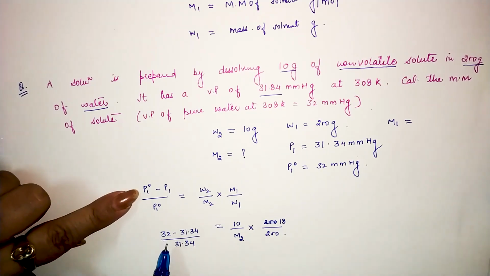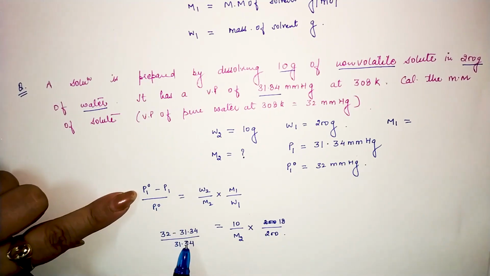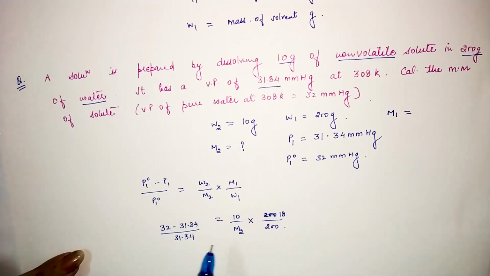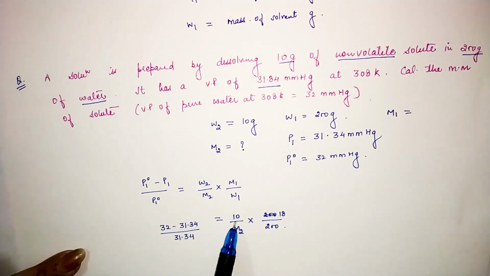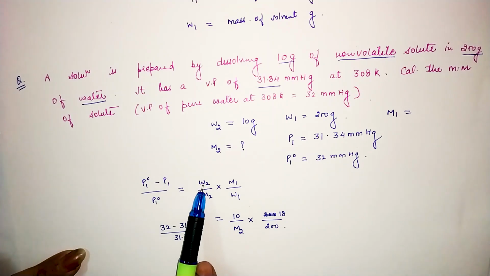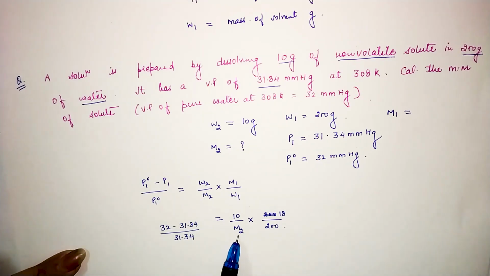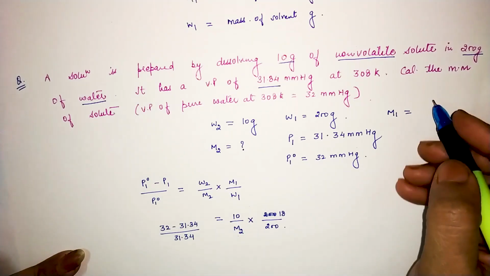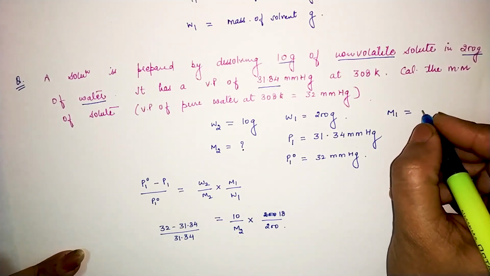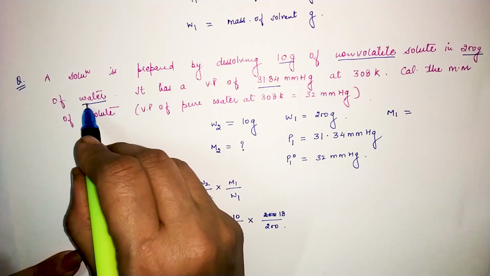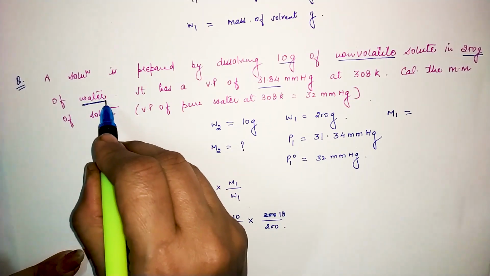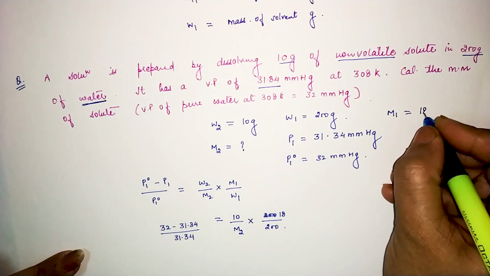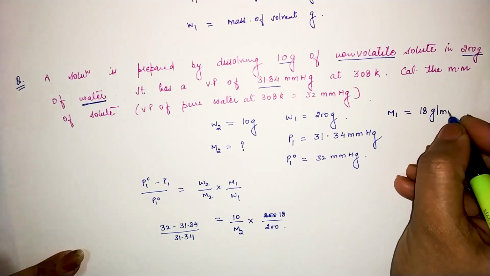This value P1 naught is 32. Then P1 is your 31.34. W2, the mass of the solute, is given to us as 10. M2 we have to calculate. M1 is the molar mass of the solvent, which is not given in the question, but it is said that it is water. So molar mass of the water is nothing but what? It is 18 gram per mole.